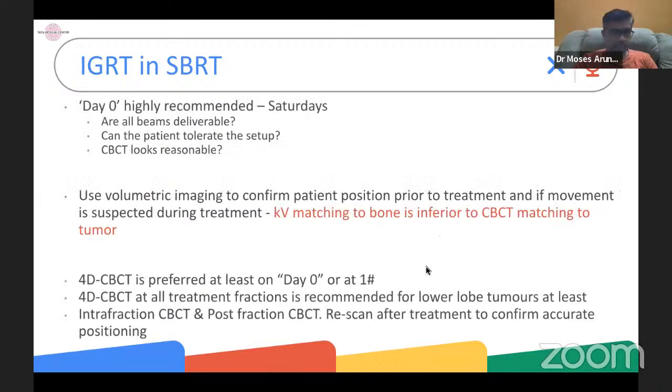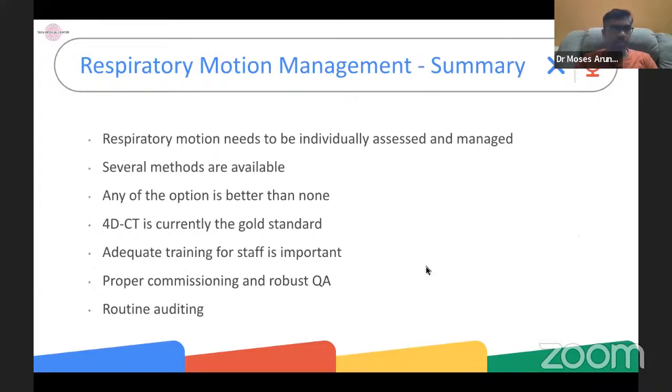I think I skipped one thing over here. Yeah, so intra-fraction CBCTs and post-fraction CBCTs are something that you need to consider as well. Intra-fraction CBCTs have also been shown to necessitate shifts in nearly a quarter of the patients. And a post-fraction CBCT is something that you can use to see whether the treatment for that day has gone well, and if there is something that has been wrong at the end of the treatment, see whether that can be set right before the next fraction.